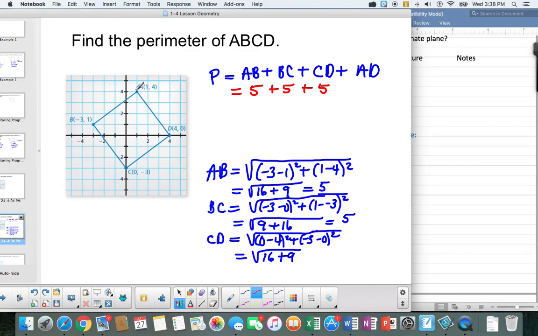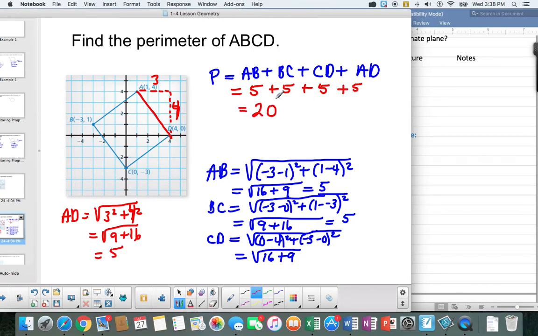If I want to figure out AD, since I have a graph, I am going to draw a right triangle and use the Pythagorean theorem. And this length is 3, and this length is 7. So AD will be equal to the square root of 3 squared plus 7 squared, which is going to be, and that is not a 7, that is a 4. So this is going to be 9 plus 16, and this answer will be 5. So this answer is also 5. That makes the perimeter 20.